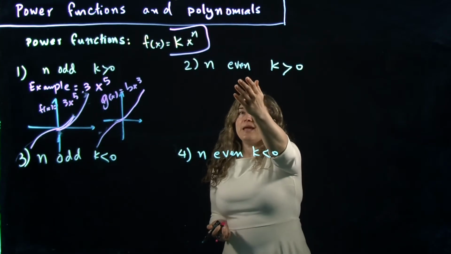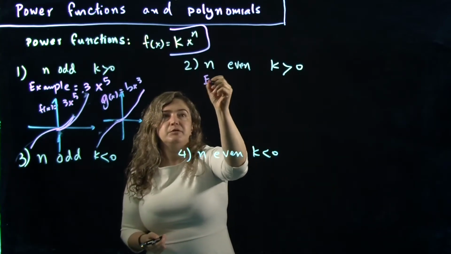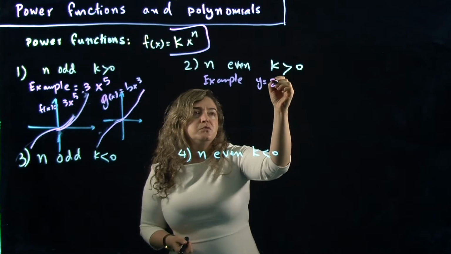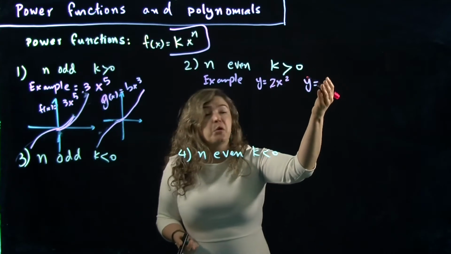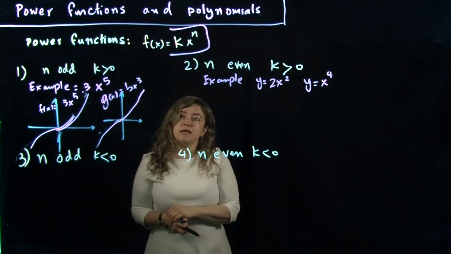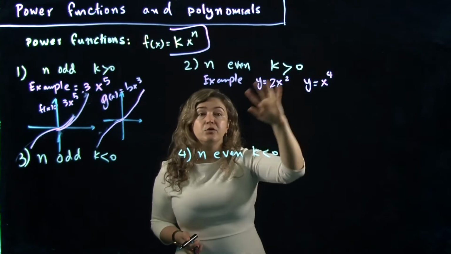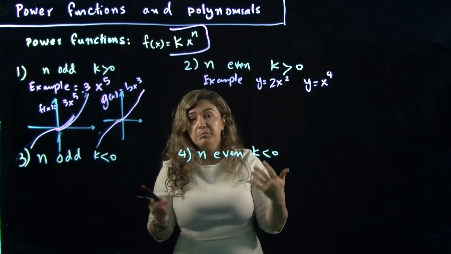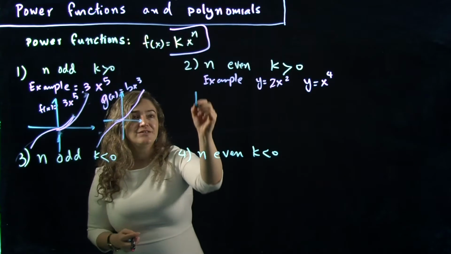Now, what about if we have n even and k bigger than 0? What would be an example? Example, y equal to 2x squared, or let's say y equal to another positive number, 1 is a positive number, x to the power 4, and so on and so forth. How does the end behavior work for this? First of all, again, notice that plugging in 0 gives you 0. Second, it doesn't matter if you plug in a positive or negative value, it's always positive for any of them. And so let's graph a few.